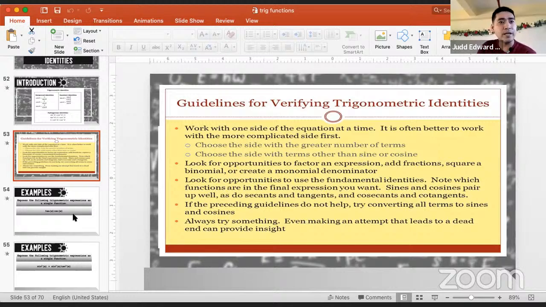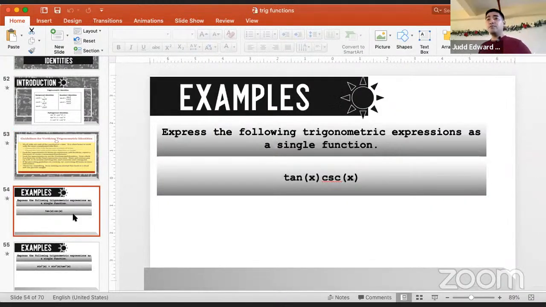Okay, let's start with this one. Express the following trigonometric expressions as a single function. Let's not yet discuss how to prove a trigonometric identity. For this one, let's try first reducing. Okay? Para hindi tayo malito. Just like yung example natin kanina, medyo marami na hindi po nakakuha nung sa kahot natin.